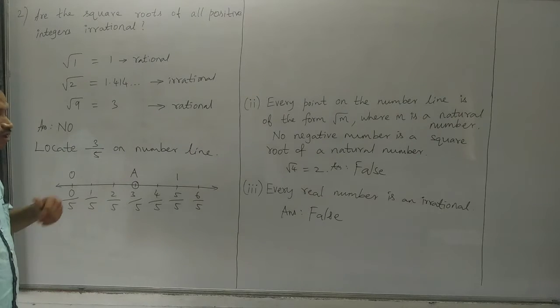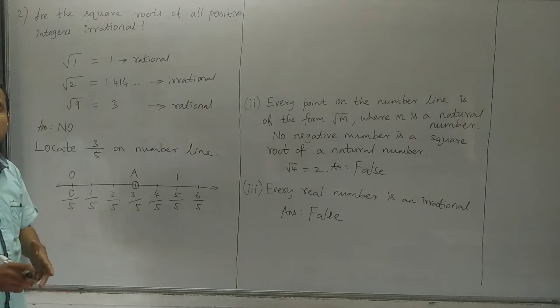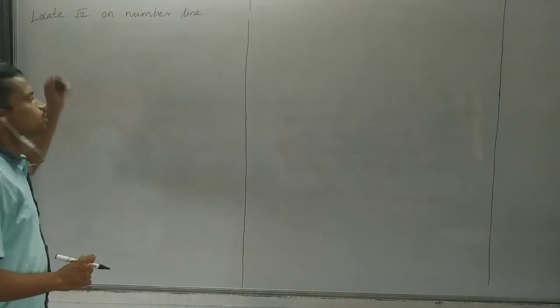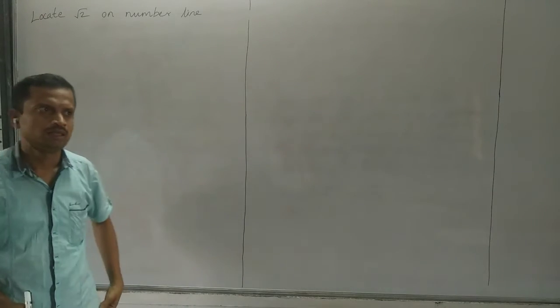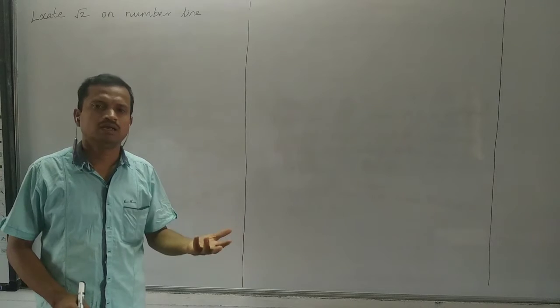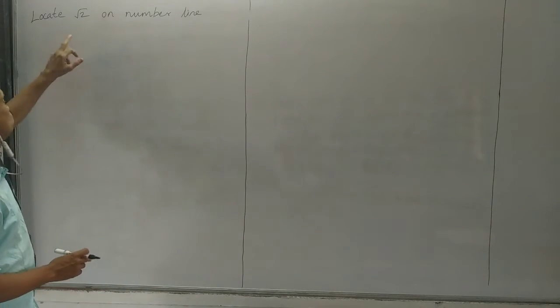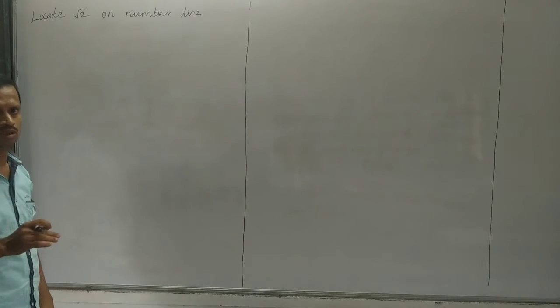But now we will move to the 9th standard, that is, locating the square root of a positive number. So now, locate root 2 on the number line. Before that, we located a rational number like 3 by 5, but now root 2. So how to do this? Listen carefully. It is very easy, but you have to focus here.